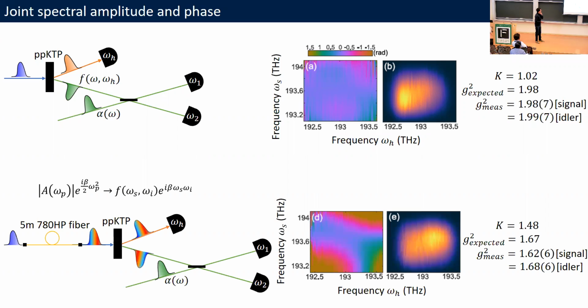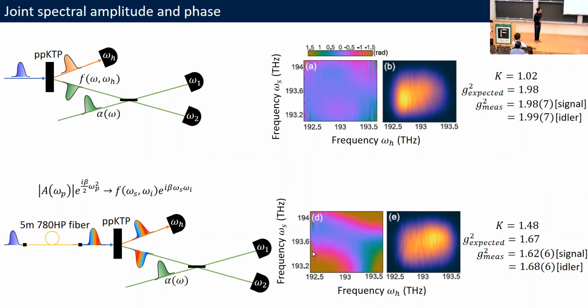So then we wanted to do this with a more non-trivial phase. We coupled the pump pulse into a fiber. It gives it a chirp. And chirping the pump pulse is the easiest way to get some interesting phase correlations in your photon pairs. And what ends up happening is that you get this correlated phase between the signal and idler frequencies. And this is indeed what we see in the measurement.